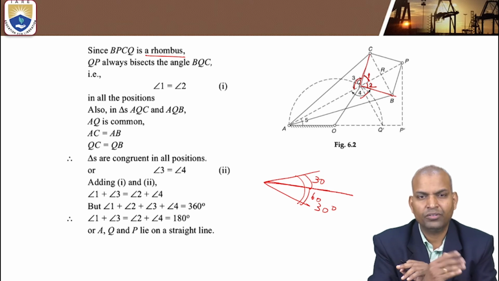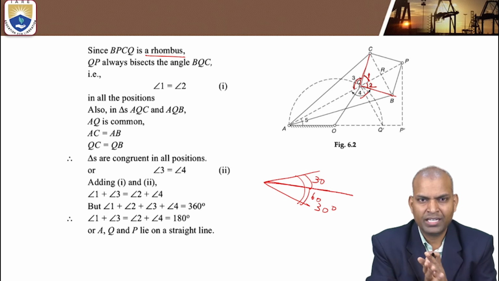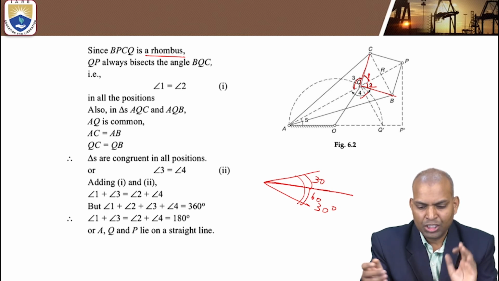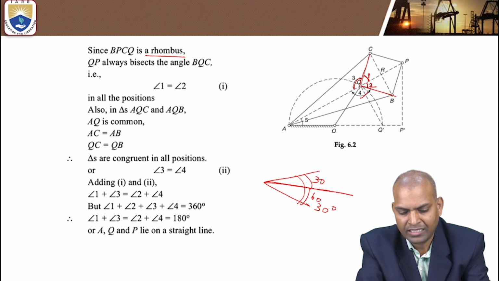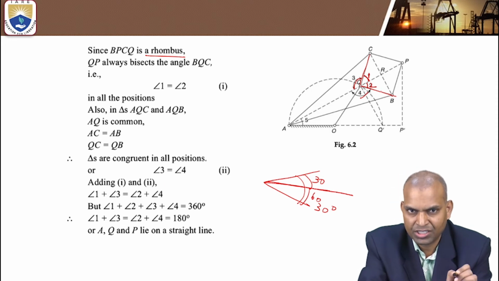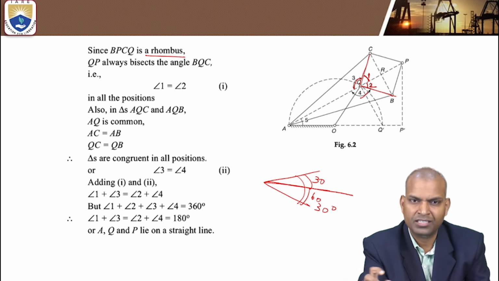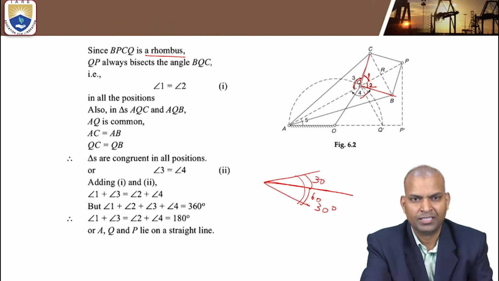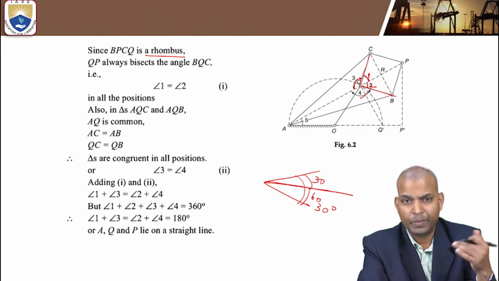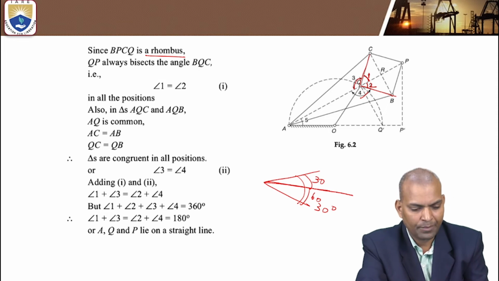Okay, it becomes a curved line. Now, angle 1 and angle 2 remain the same. Why? This QP is always bisecting the triangle BQC, so it doesn't change. That's why the path traced by point P is a straight line. That's it. With that justification, you can make it. But you want to explain in further detail what will happen.